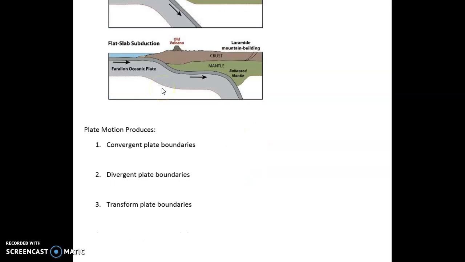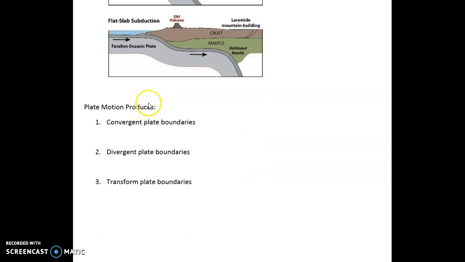Okay, so we're going to move on to plate motion and what happens at convergent plate boundaries. So we can have mountain building.